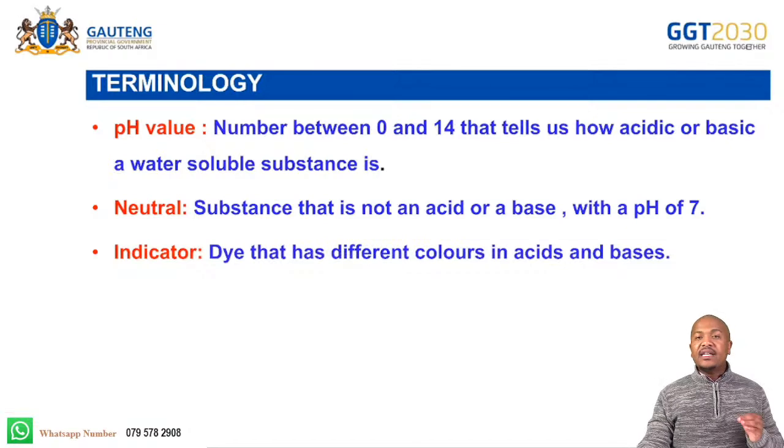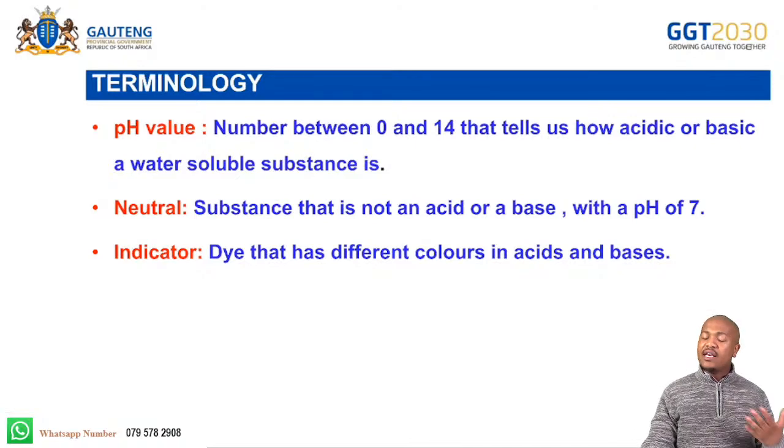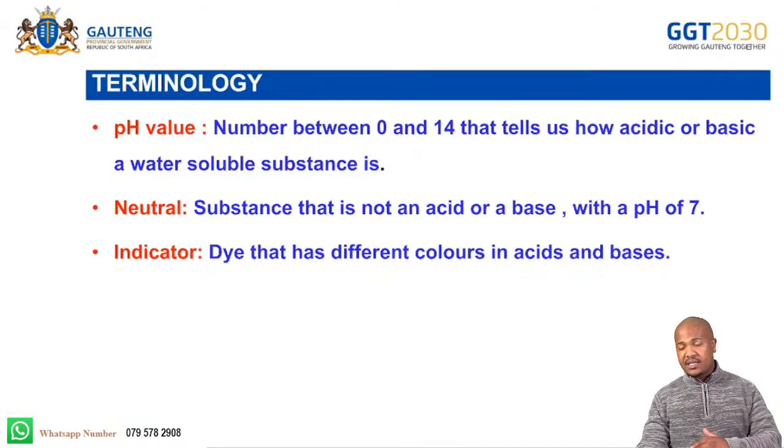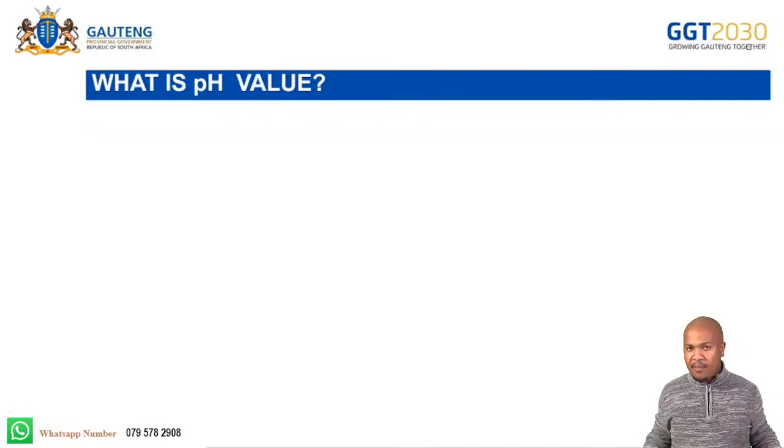Then we have indicator, which is a dye that has different colors in acids and bases. It is a specific dye that gives us different colors for acids and bases. That's all for our terminology, and let's get on to today's main meal.